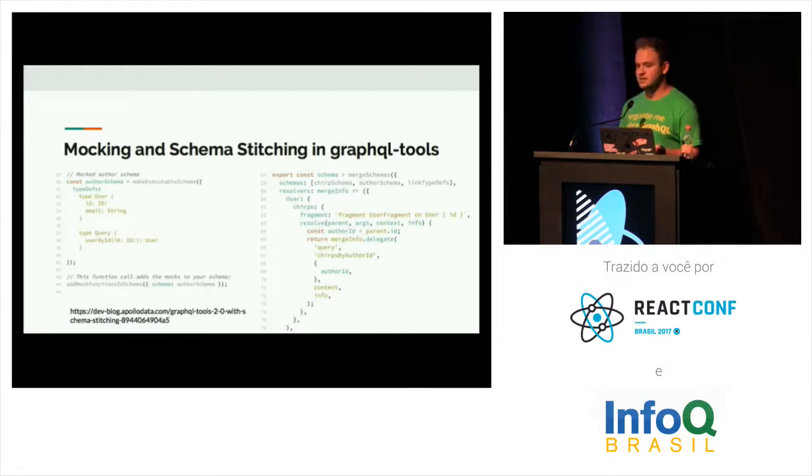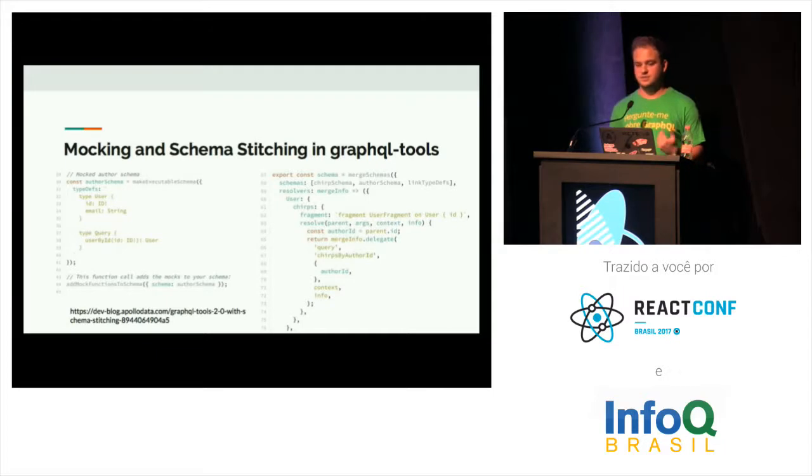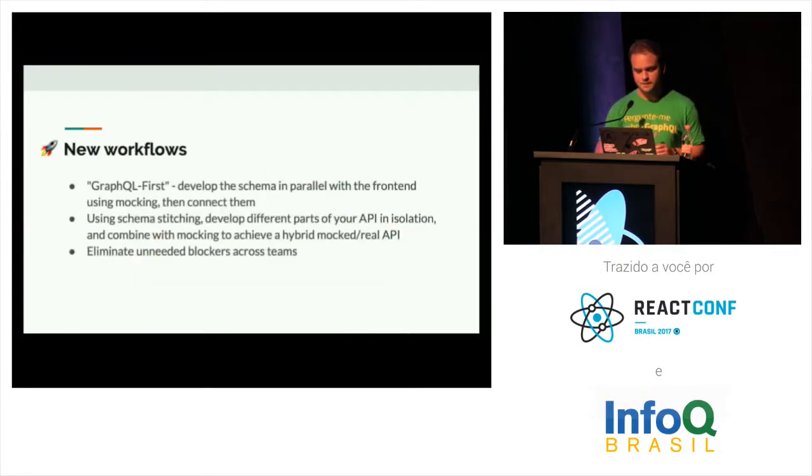In fact, in the last month, I like to think it's partially because we released this tool, a lot of other people have been talking about their internal schema stitching implementations that they use to create a unified API gateway on top of their GraphQL microservices. And again, there's a link to a post here.